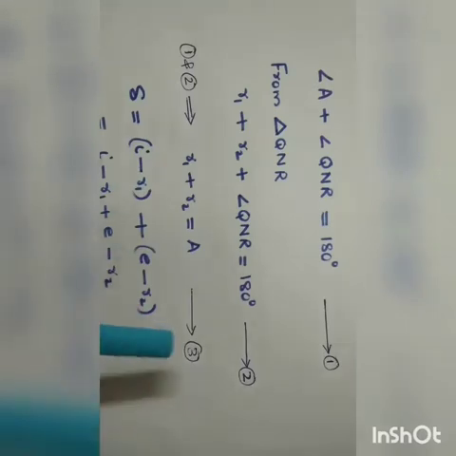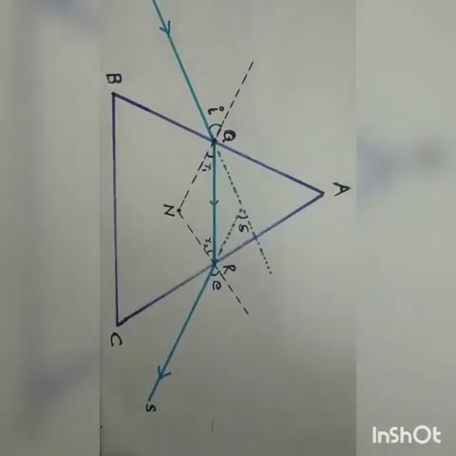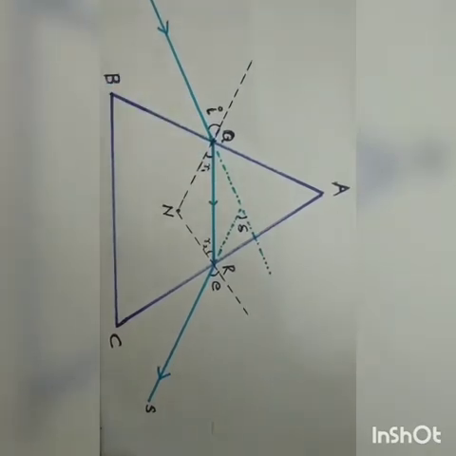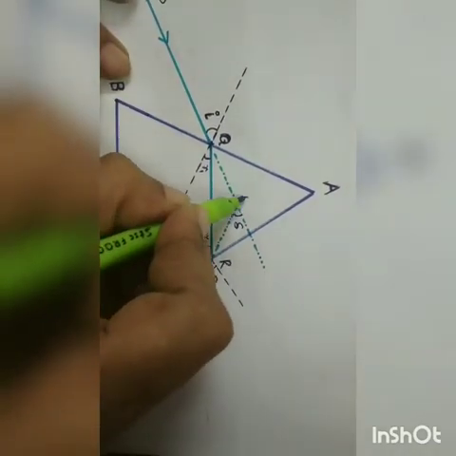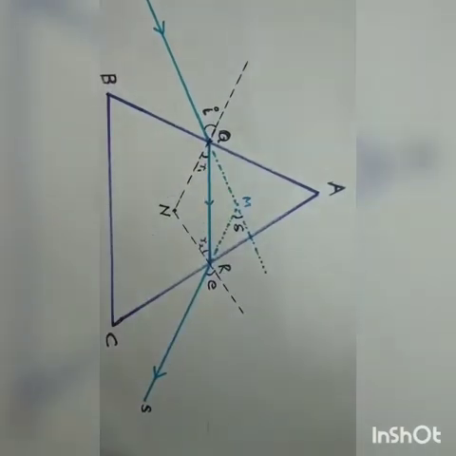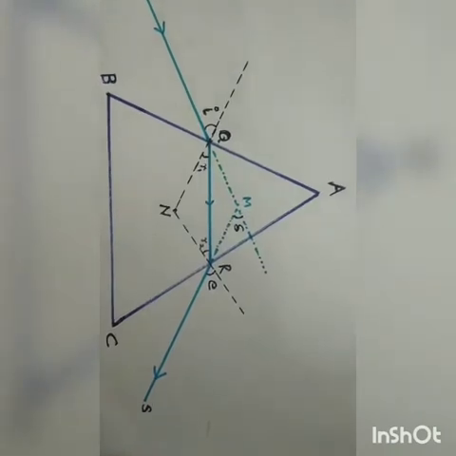Call this equation number 3. Okay. Now again look into this diagram. This triangle Q, let me call this point M. Triangle QMR. In triangle QMR, delta is an exterior angle.